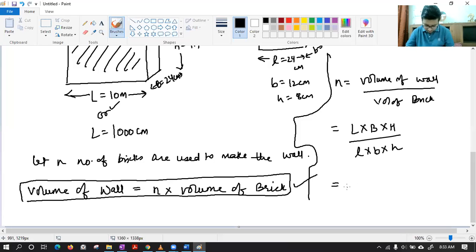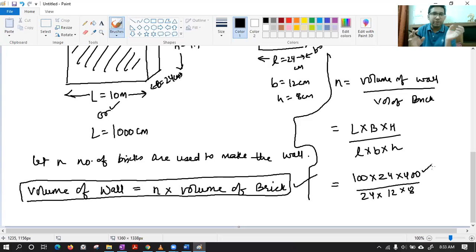Now put the values and you will get the answer. Simply they have done like this only: 100 into 24 into 400 upon 24 into 12 into 8. Now again we just try to cut. See, if you had found the volume separately, what would have happened? You had to multiply them first and then divide.